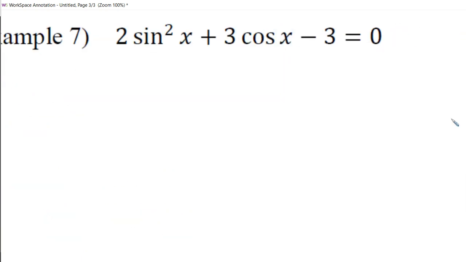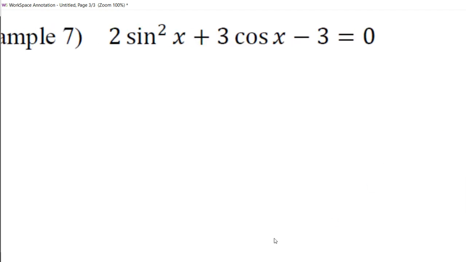Now let's take a look at example number 7. On example number 7, it kind of looks like what we did before because we have something squared with something and just a number. So this will kind of resemble, or it should look kind of like quadratics. However, if you notice, this sine x squared and cosine x do not match. If the functions do not match, you cannot do the house method on this one yet. So we're going to make this into a form where we can factor this.